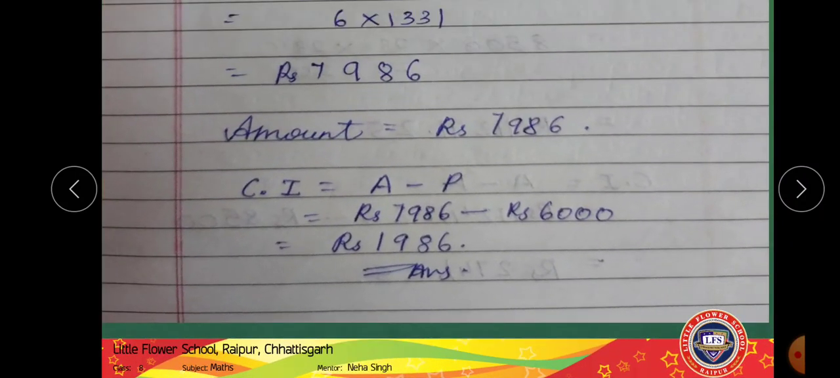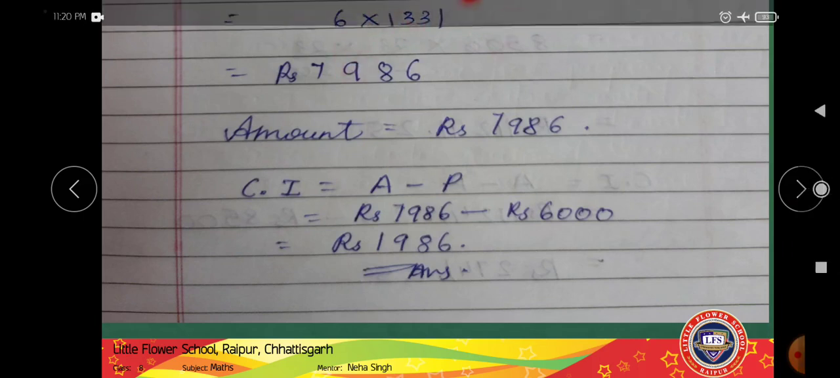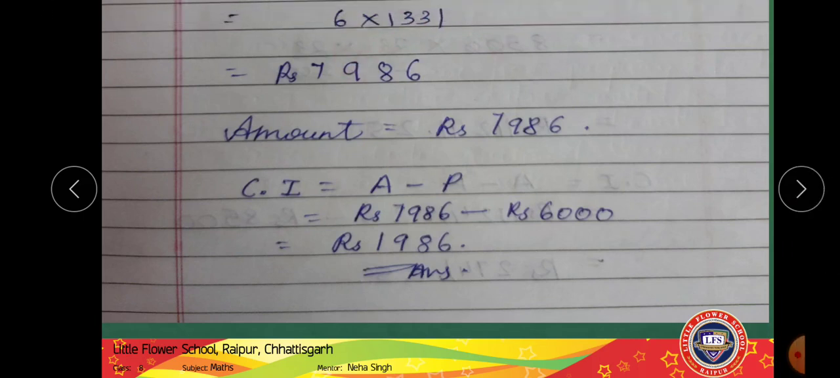11 cube means 1331. Right? 11 into 11 is 121. And when 121 is multiplied by 11, what do we get? 1331. Right? So what will be the answer when it is multiplied by 6? What is the amount? Amount is rupees 7986. Right? Now what do we have to find?